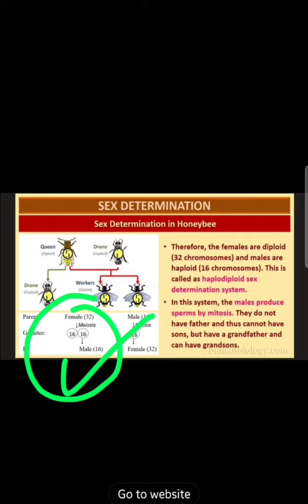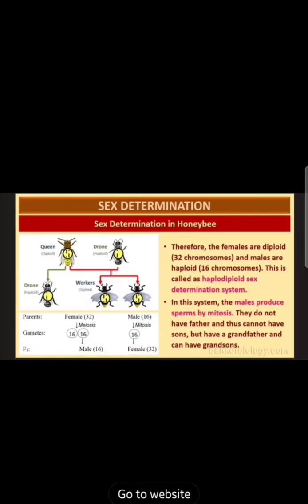Since she has 32 chromosomes, by the process of meiosis she is producing gametes with 16 chromosomes. So without fertilization, she is producing the sons. That is why males cannot have sons. So they do not have a father and thus cannot have sons, but can have a grandfather and grandsons. Okay, so this you have to remember.